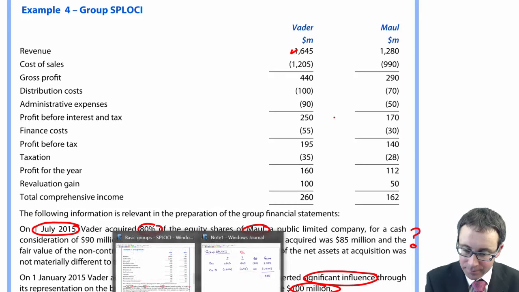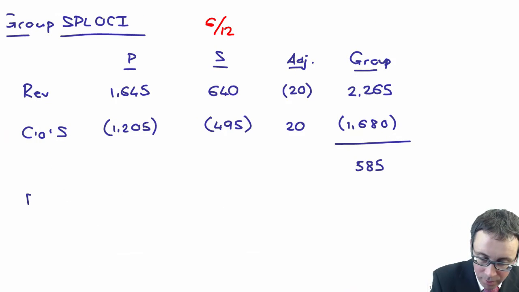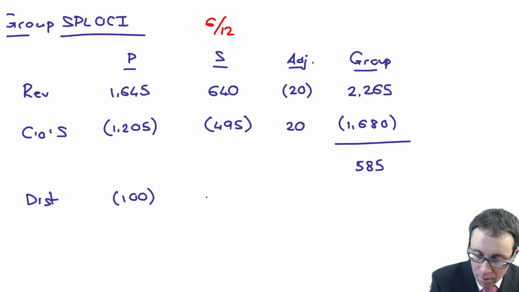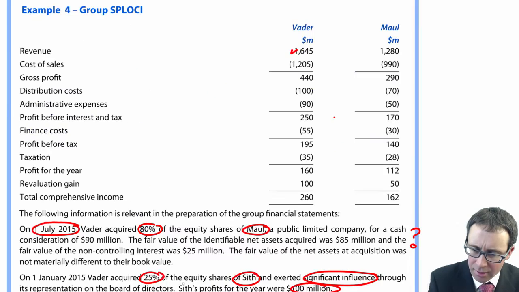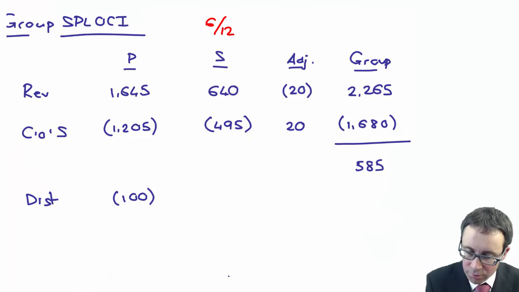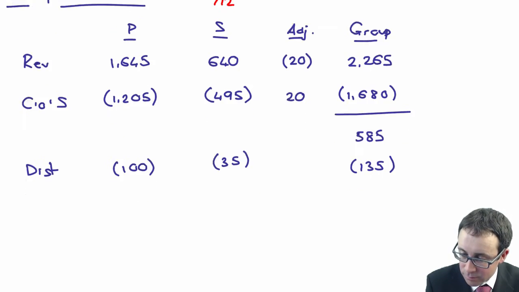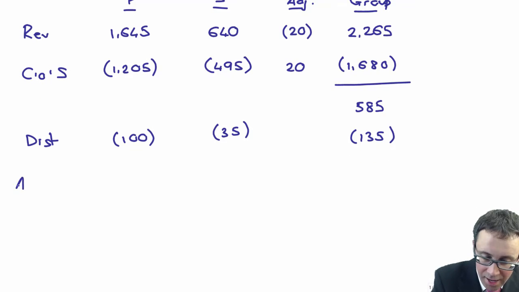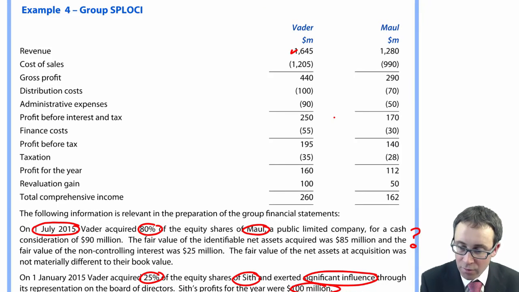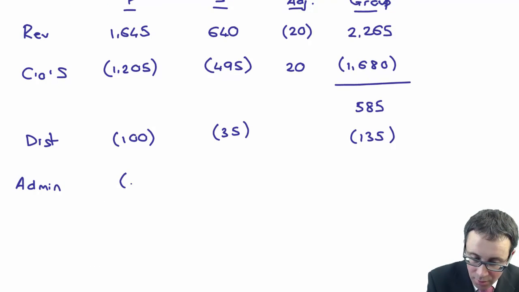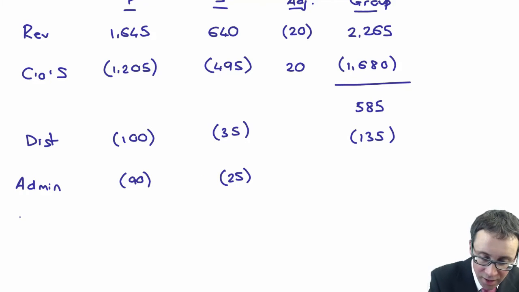Distribution, admin. So distribution, I think was 100, and let me just double check on the 70 of the sub. So is that 35? So that gives me 135. We've then got our admin. So if I can find my admin, you've got 90 and 50. So I put in 90 and half of 50, which is 25.